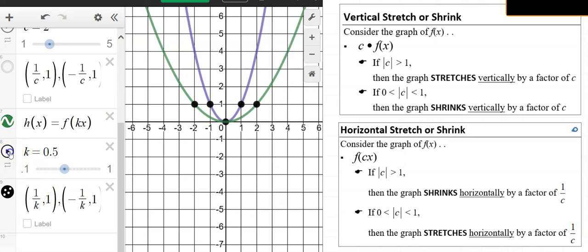I'm going to animate this for values of c that are under 1. So remember, the purple graph is the original function, and the green graph is the transformation of the graph where c is under 1. And if c is under 1, we're going to have a horizontal stretch. So right here we have the x value that is stretching.